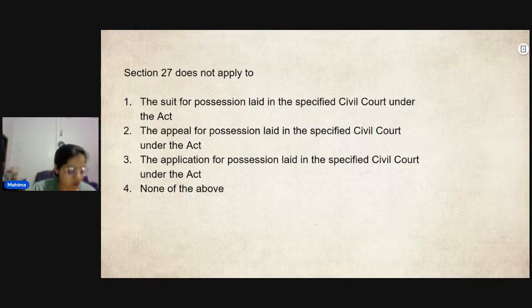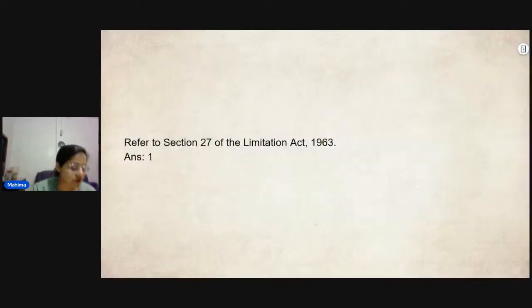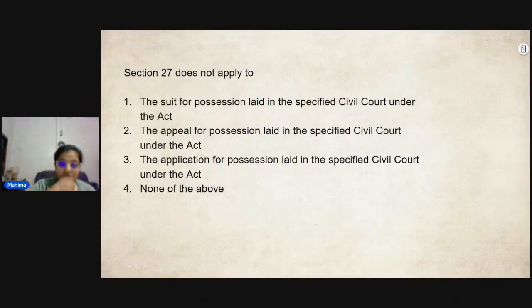Everyone is saying option number B. It is option number one, guys. It applies only to the suit specified and not to the appeal. Yes, it does not apply to option number B. Correct, it does not apply to appeals, but it applies only to the suits. If the question would have been Section 27 applies to, then the correct answer would have been only option number one.